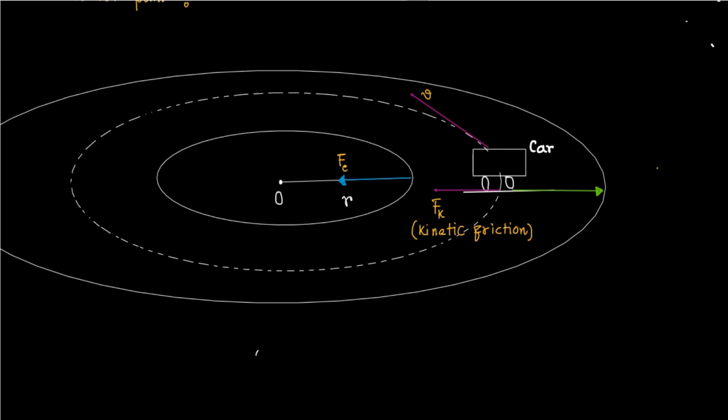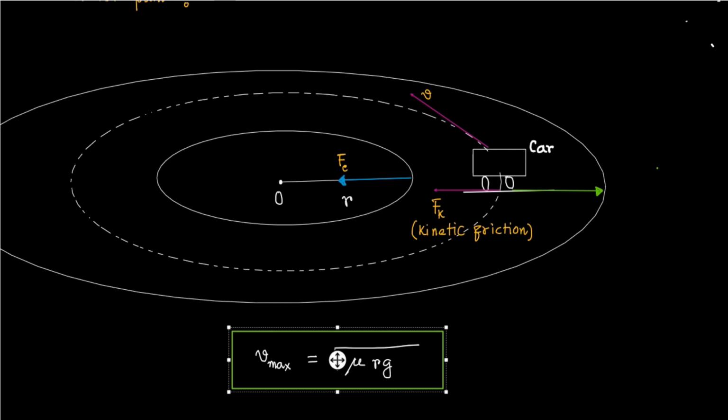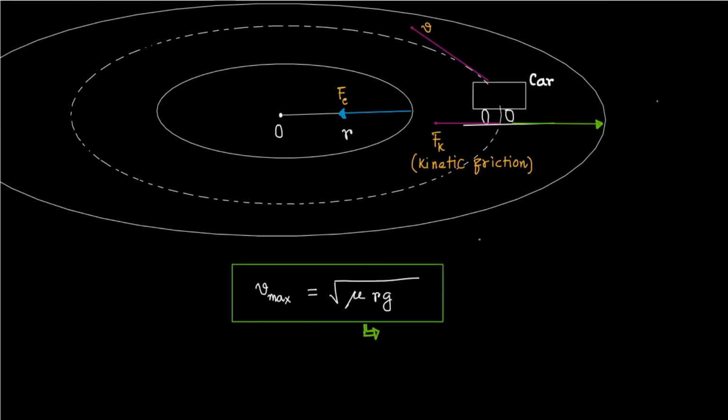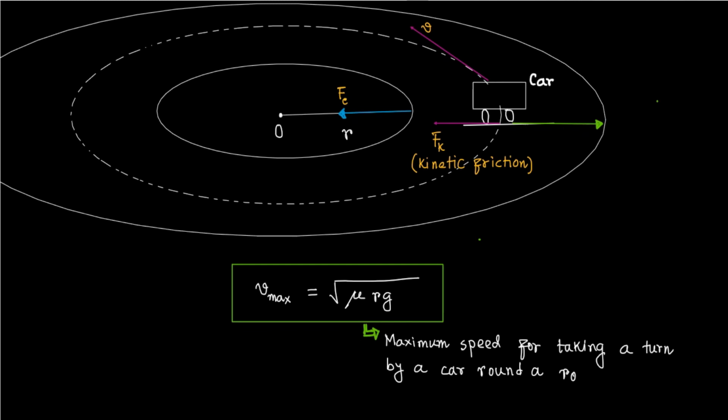This kinetic friction Fk provides the necessary centripetal force Fc, and the expression of maximum speed for taking a turn is Vmax equal root over mu rg, which is the maximum speed for taking a turn by a car round a rough curved road. This is a rough curved road.